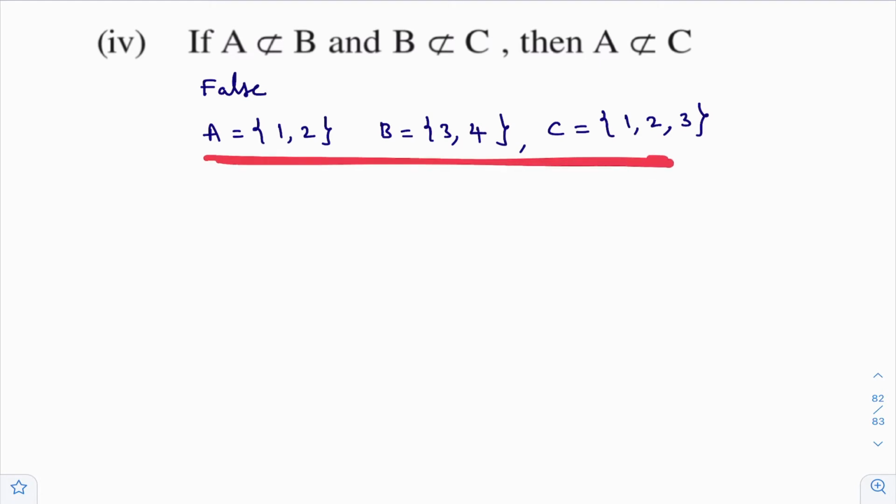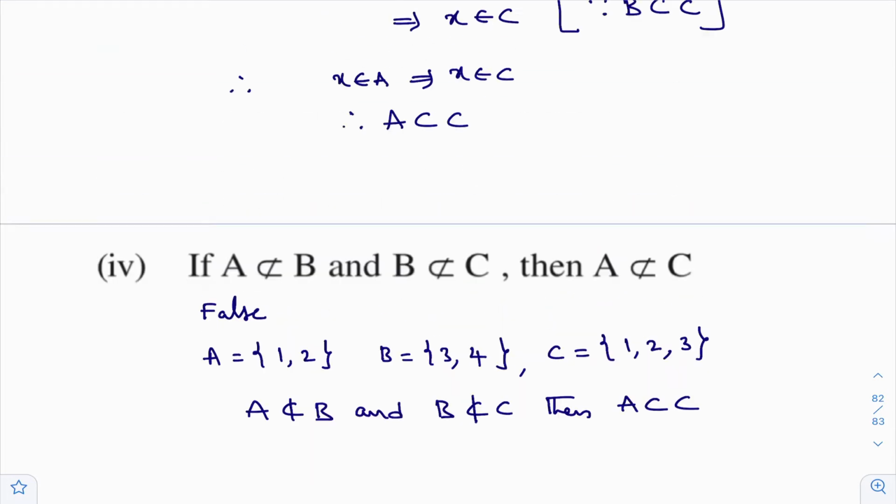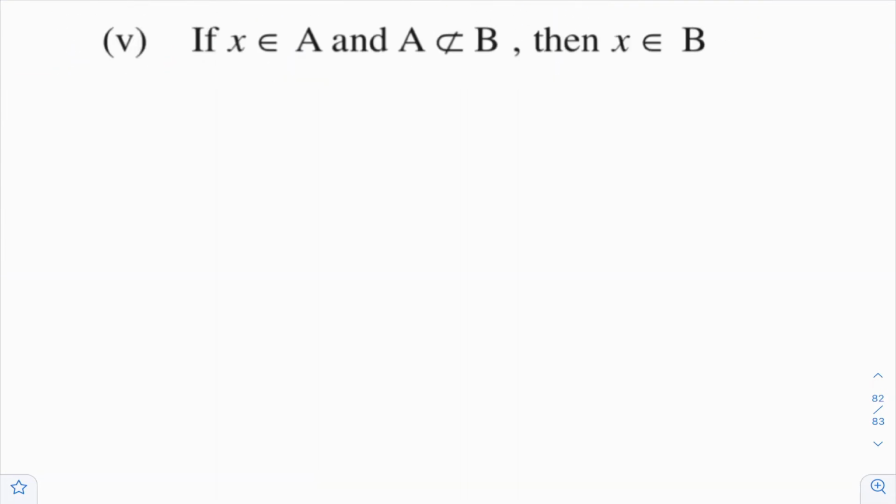In this example, you can observe that A is not a subset of B, and B is not a subset of C. Then they given A is subset of C, but in this example A is not a subset of C. That's why the given statement is false. Now we'll move to the fifth bit. You observe this fifth bit.